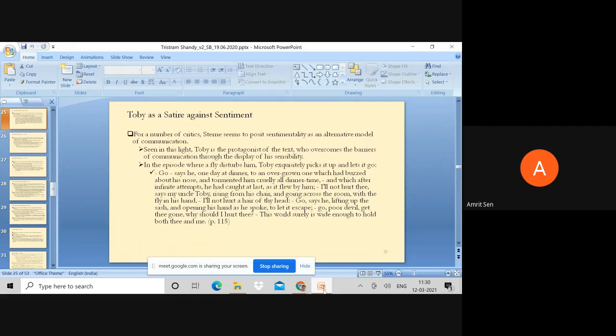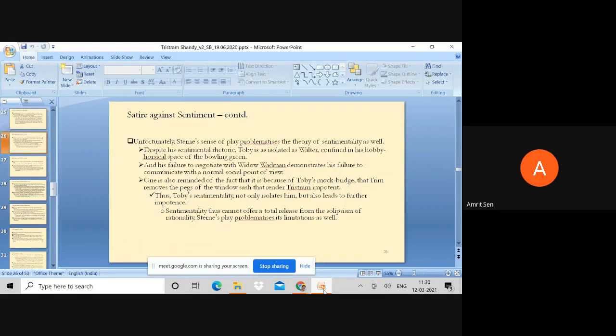But the problem remains that Toby is naive. He cannot cope, or he's not suited, and he becomes comically ridiculous. So, despite his sentimental rhetoric, Toby cannot communicate. Toby is as isolated as Walter, and his interaction with Widow Wadman demonstrates his failure to communicate from a normal social point of view. Shandy Hall, where these people live, is an isolated space where both the characters fail to communicate.